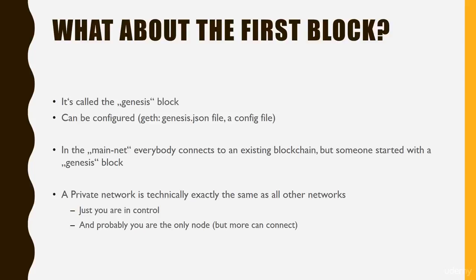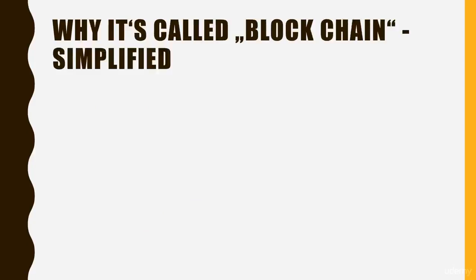If you are creating your own private network, and we will do this quite a lot later, then it's technically exactly the same as all the other networks, just that you are in control and you define how the network looks like with this Genesis block and the Genesis JSON configuration file. Plus, on a private network, you are probably the only node that is running there, but more can connect to it. So let's go back to our example.